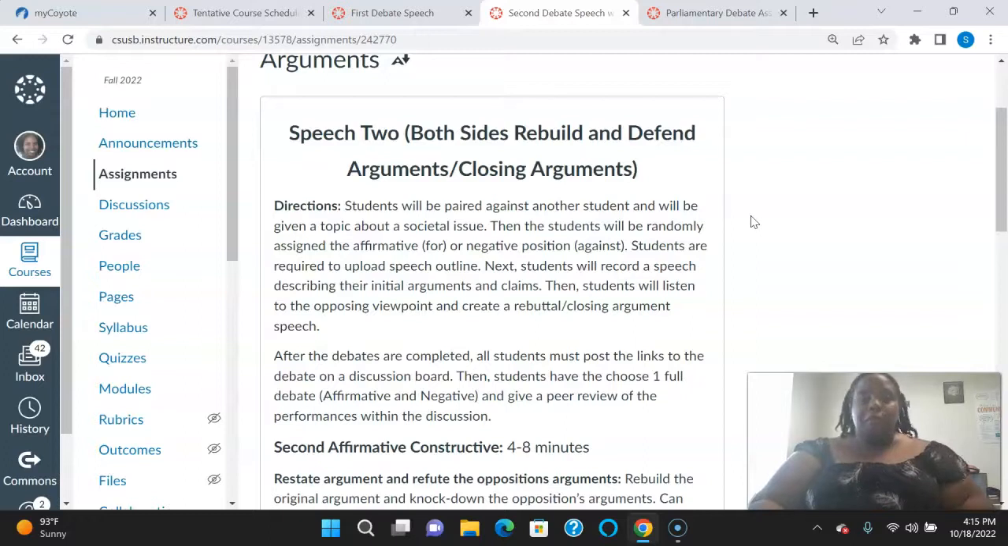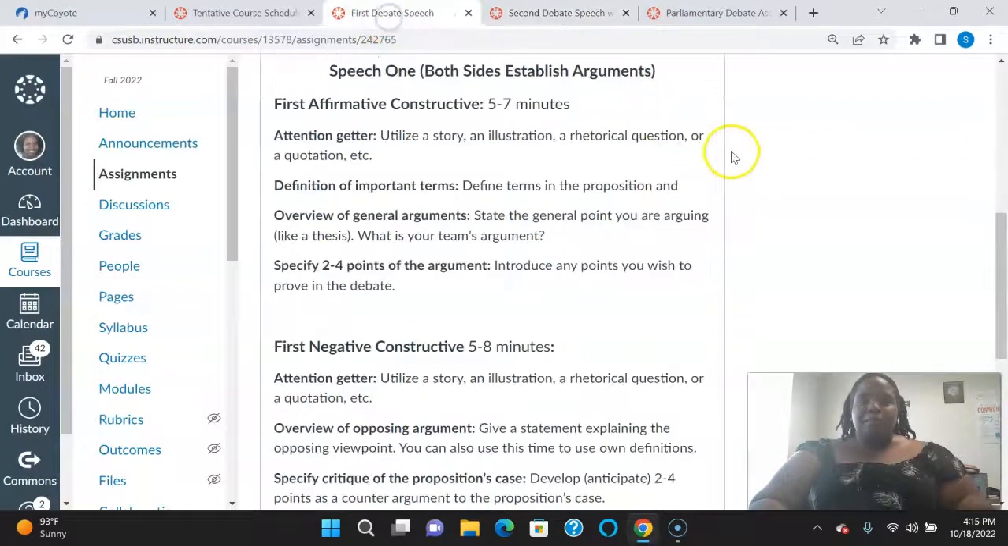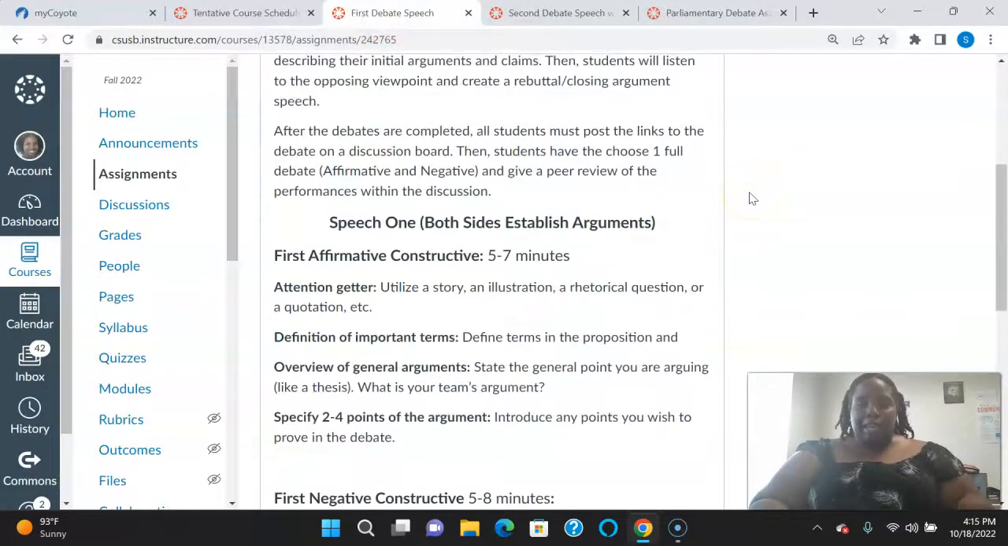So let me do a brief recap. With the first speech debate, or with the speech debate in its entirety, we're taking a debate that we'll have in person and splitting it into 2 different assignments. Our first assignment is when we establish the affirmative argument and the negative argument.